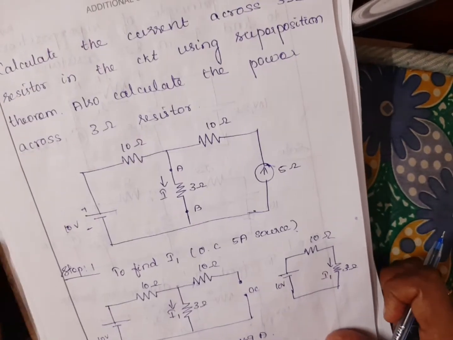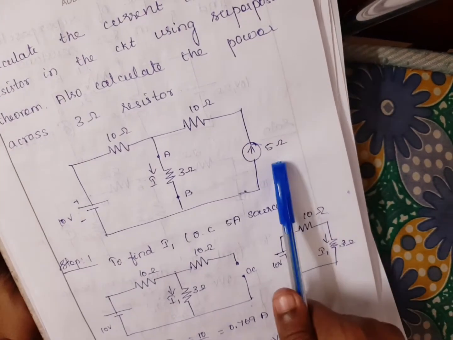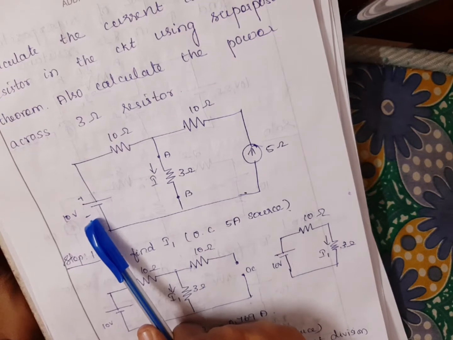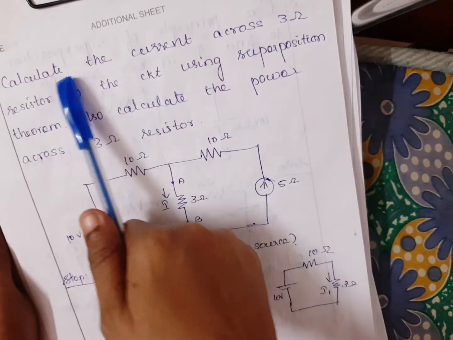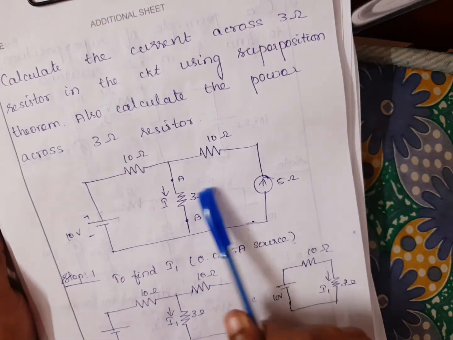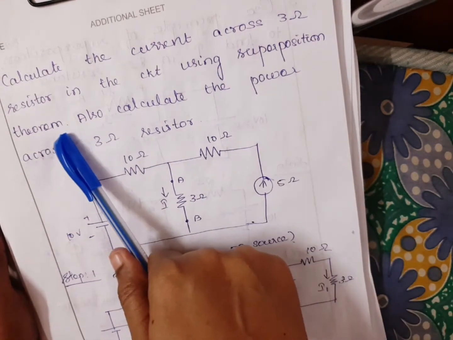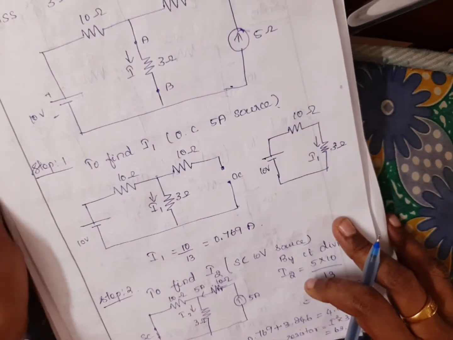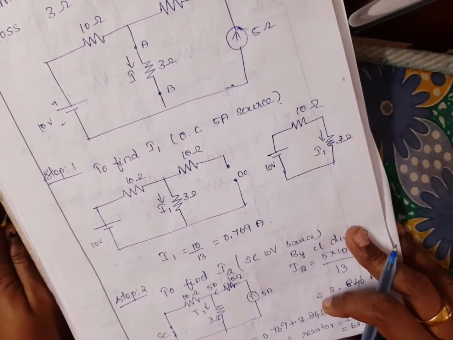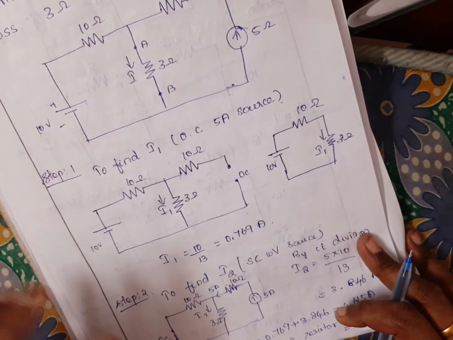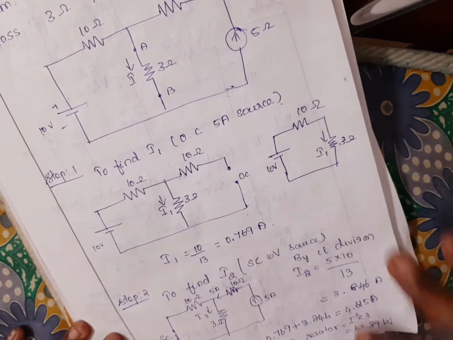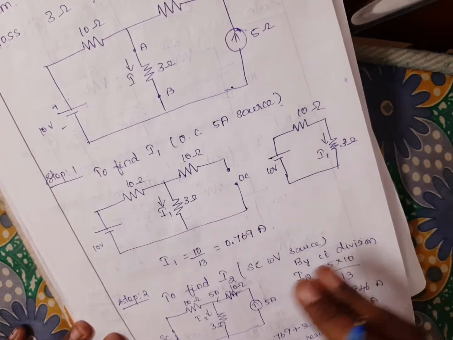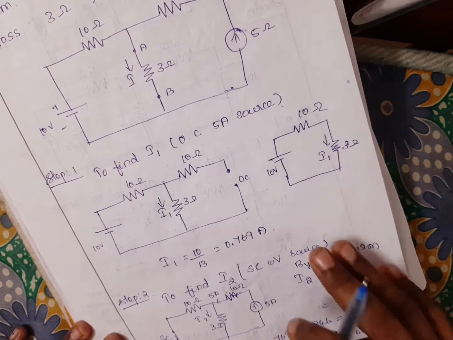So see this problem, it's a problem with one current source and one voltage source. Okay, so see the question: calculate the current across the 3 ohm resistor in the circuit using the superposition theorem. Also calculate the power across the 3 ohm resistor. According to the superposition theorem, if it is a current source you open circuit it, and if it is a voltage source you short circuit it, and you want to find the response across each element.